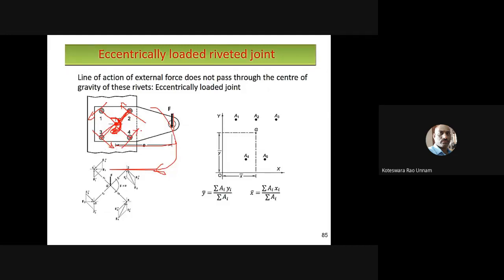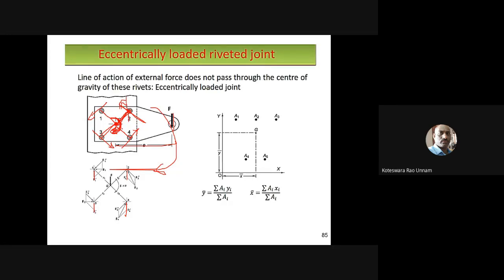So that means I have a primary force which is acting in the vertically upward direction for all the rivets. Then I have a secondary force which is also acting in some direction, which is not perpendicular or parallel to the axis of the rivet, but is making some angle here.